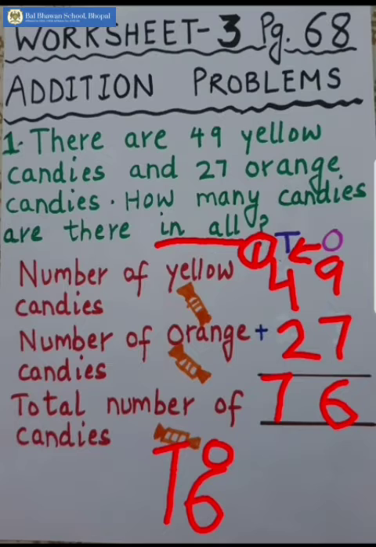So this way, children, you have to solve a word problem. First you have to read the question carefully. Second, you have to find out the values. And third, you have to perform the operation which is given in the question, whatever operation is given, like addition, subtraction, whatever. We are doing an addition problem, so you will do addition here. Okay, now I hope you have understood how you can solve a word problem. Thank you.